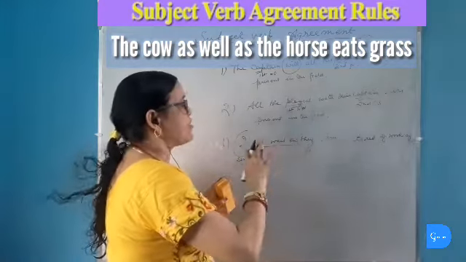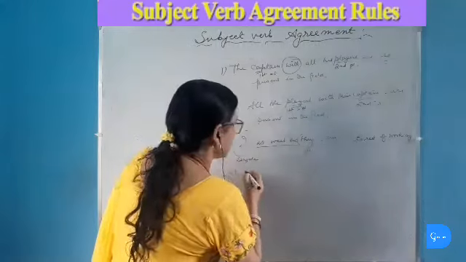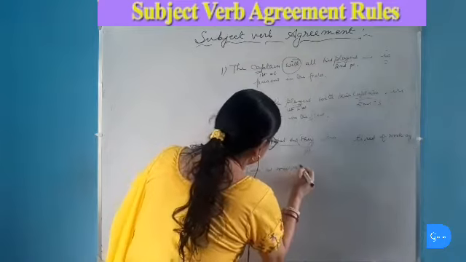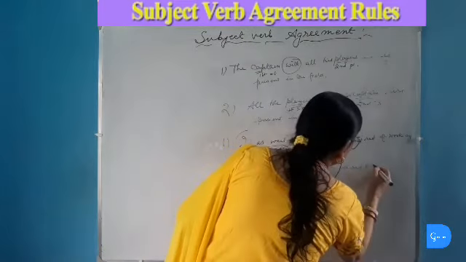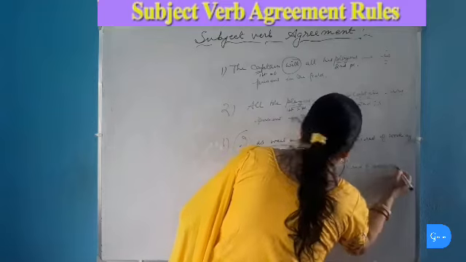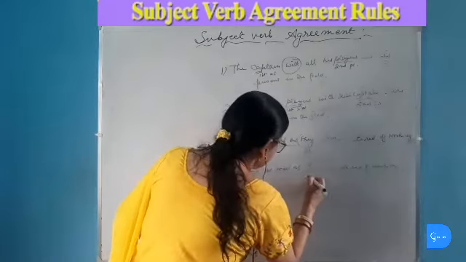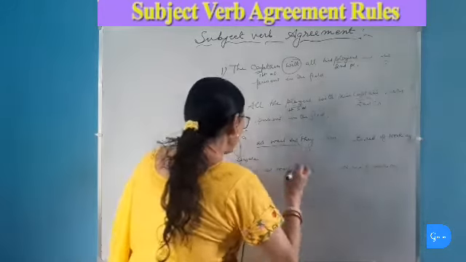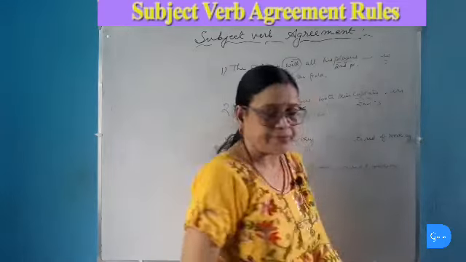Again, if we reverse the sentence, then the verb will also change. See this sentence: they as well as I dash tired of walking. Here the first subject is plural and the second subject is singular. So the verb will agree with the first subject and it will be plural. They as well as I are tired of walking.